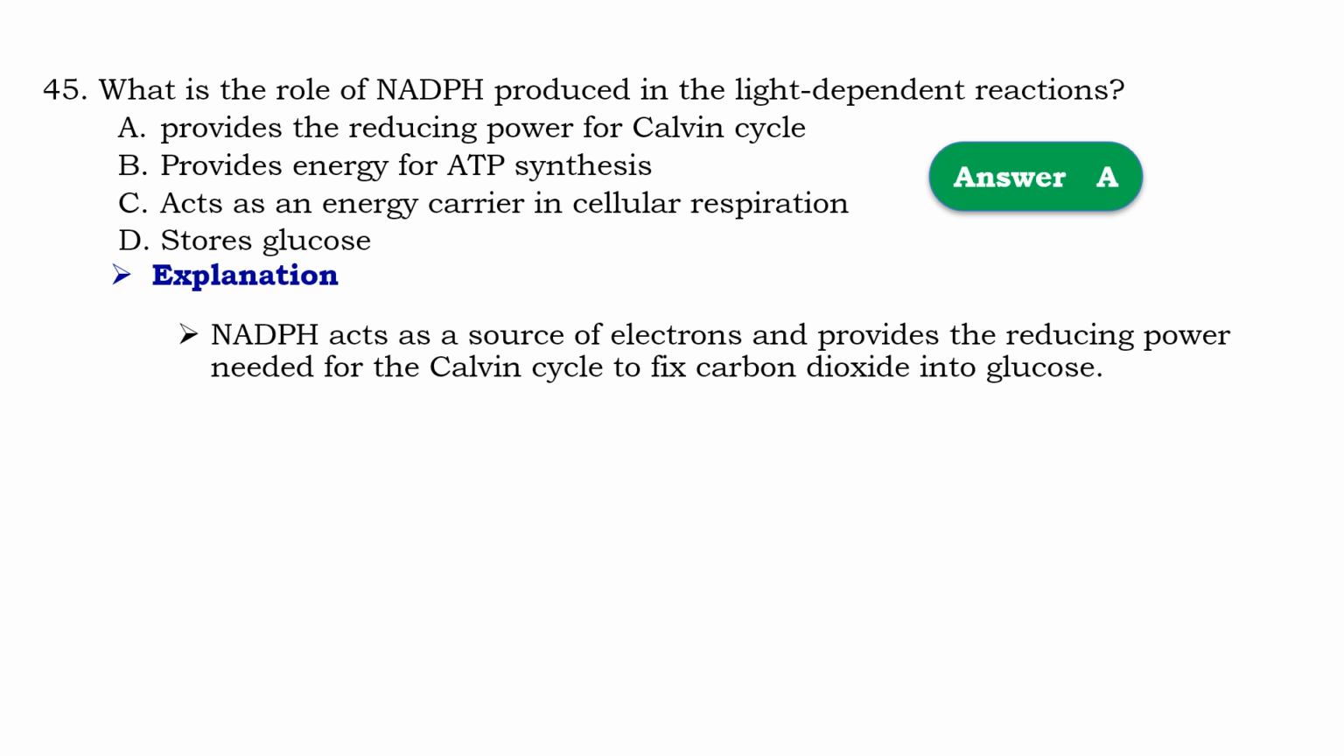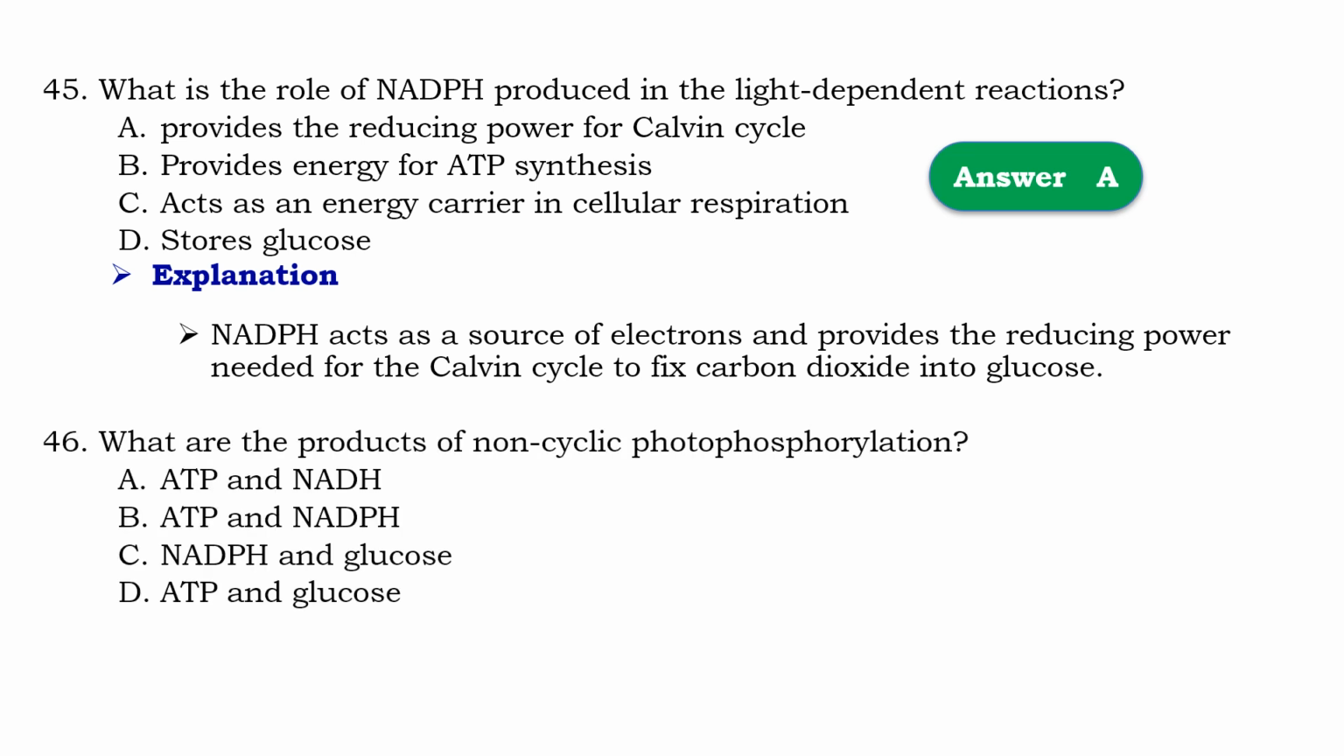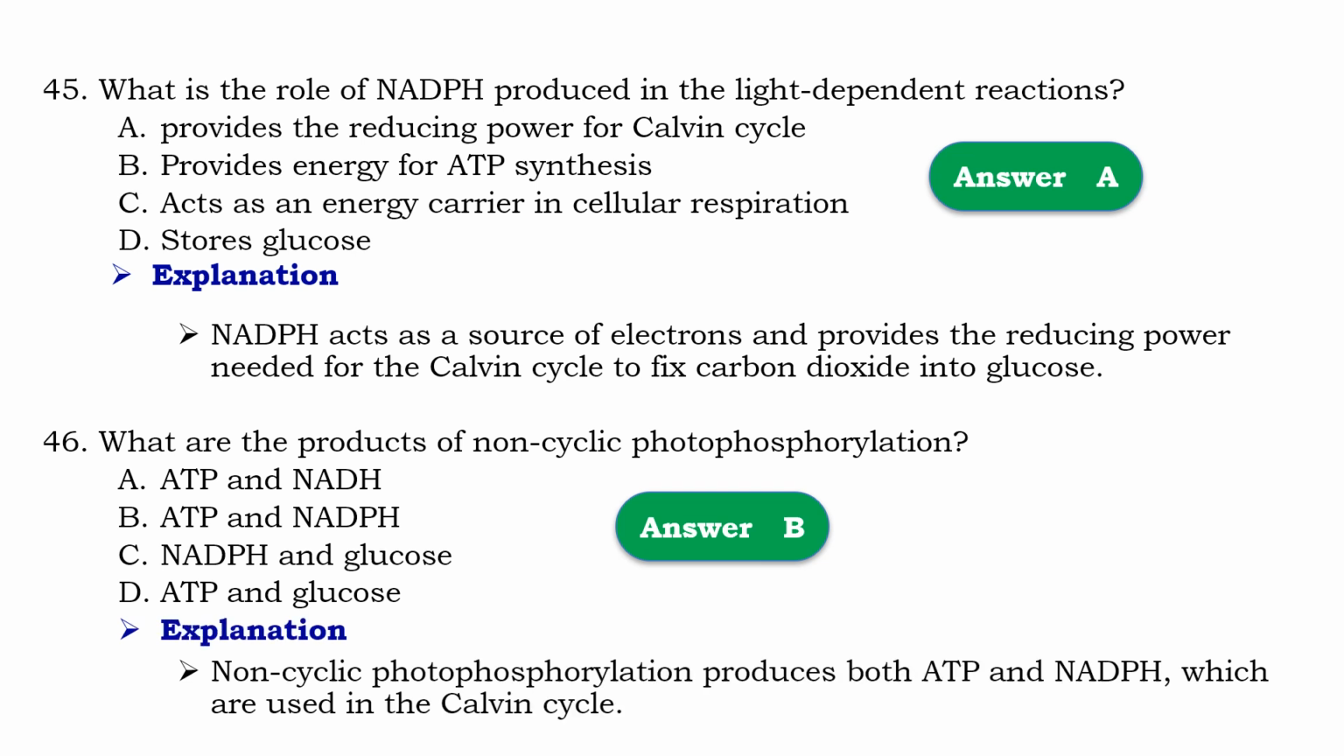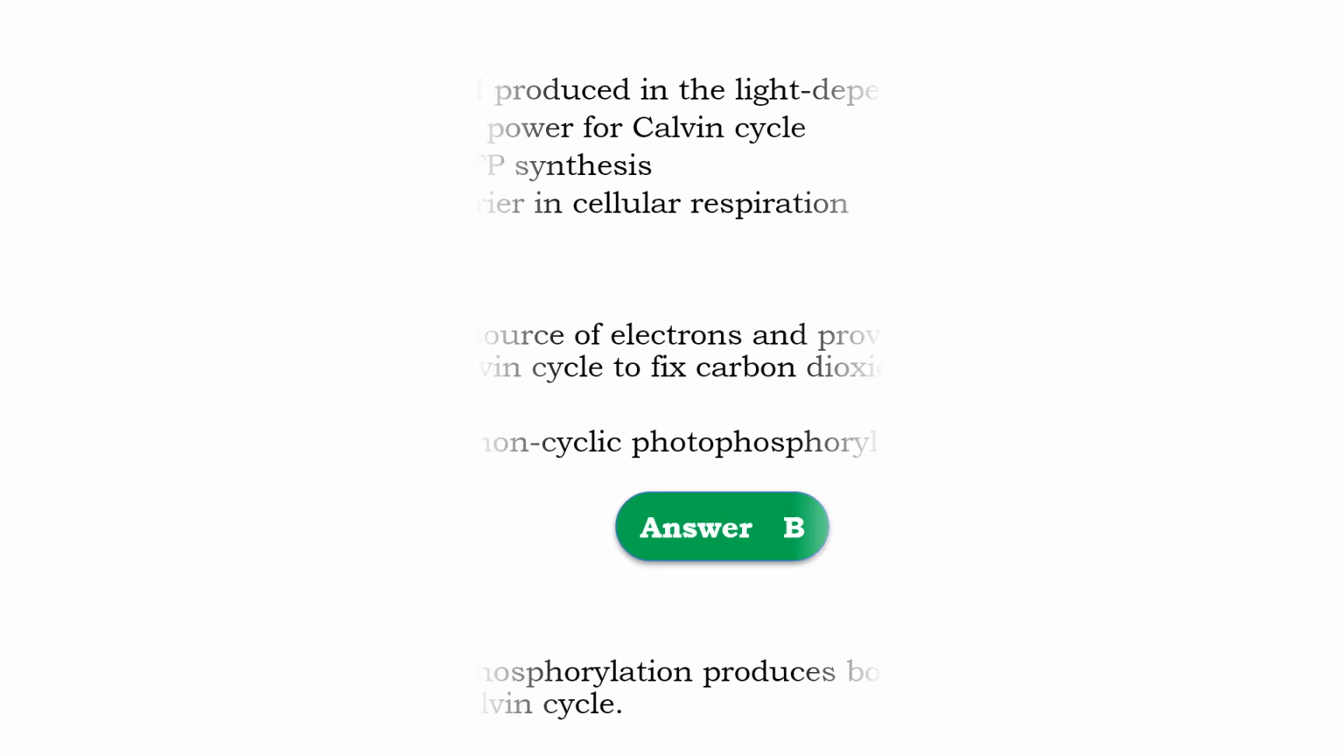Question number 46. What are the products of non-cyclic phosphorylation? So that should be B, ATP and NADPH. Means that non-cyclic phosphorylation produces both ATP and NADPH which are used in Calvin cycle.